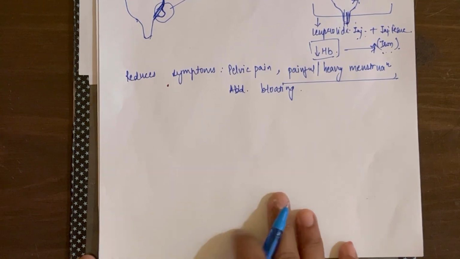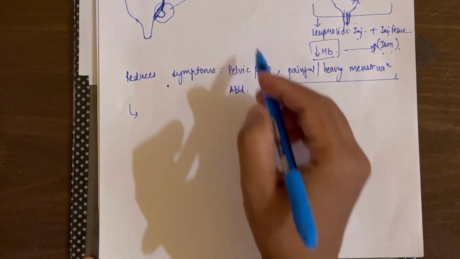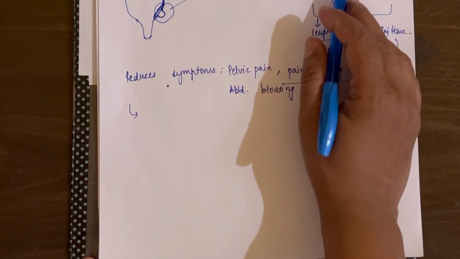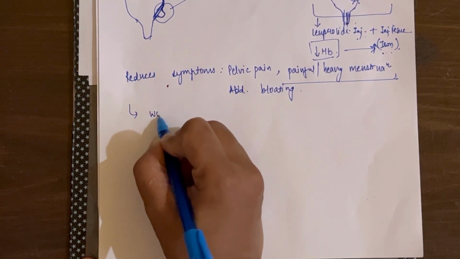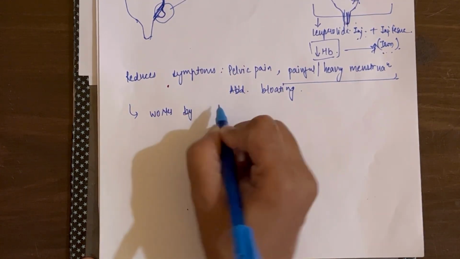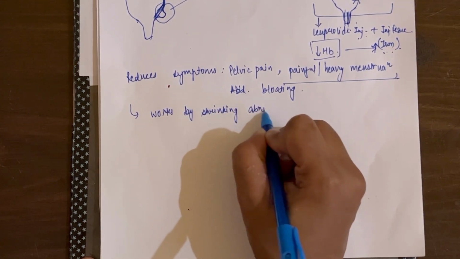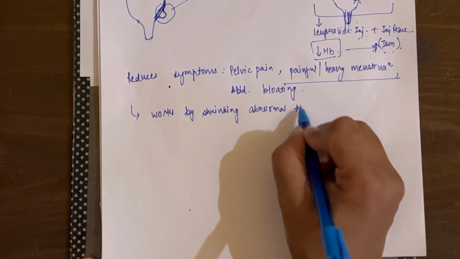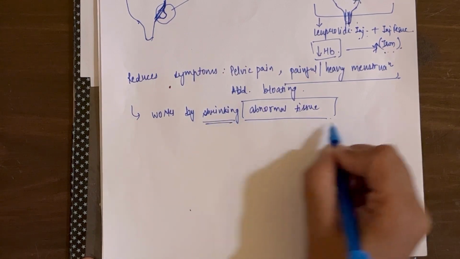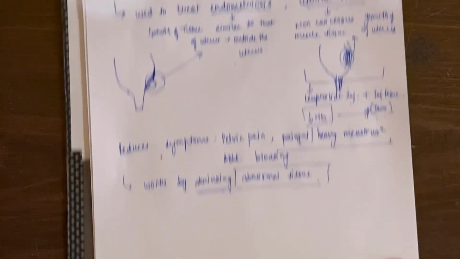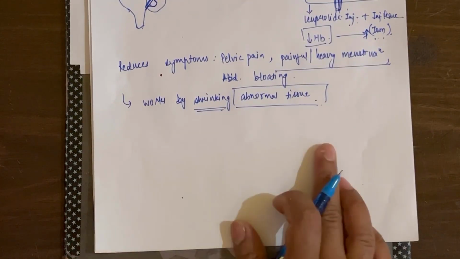So how does this Leuprolide control these conditions? If we are using it in case of endometriosis or uterine fibroids, then it works by shrinking the abnormal tissue. So this is what it does. It shrinks the abnormal tissue, thereby treating both conditions. And how does it shrink the abnormal tissue?